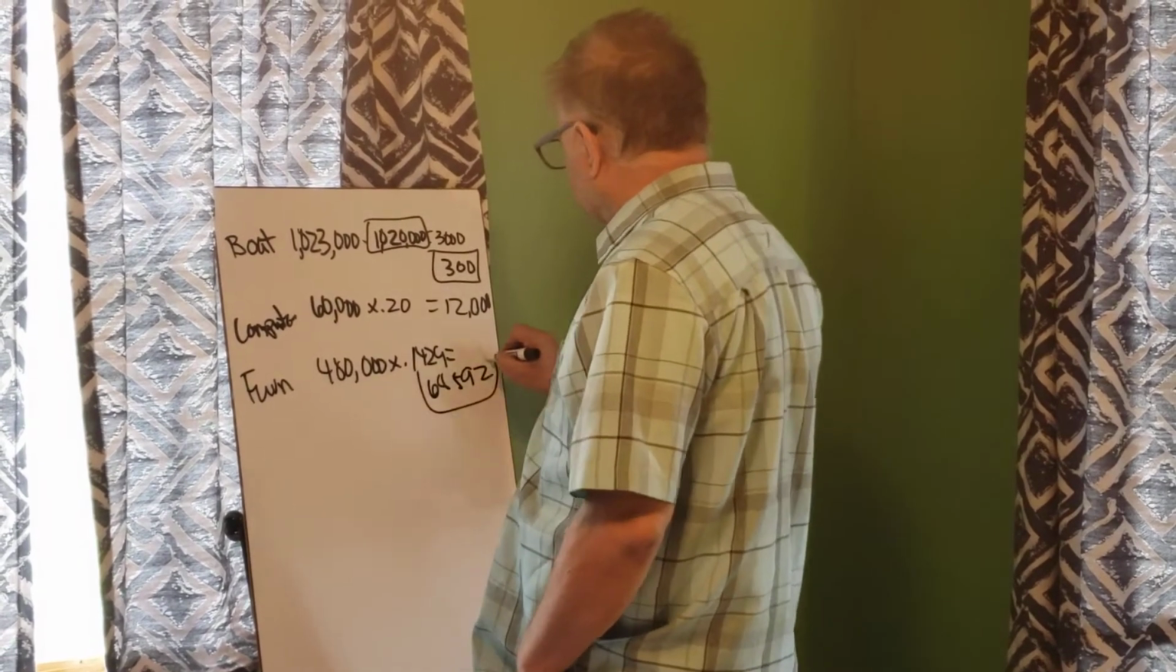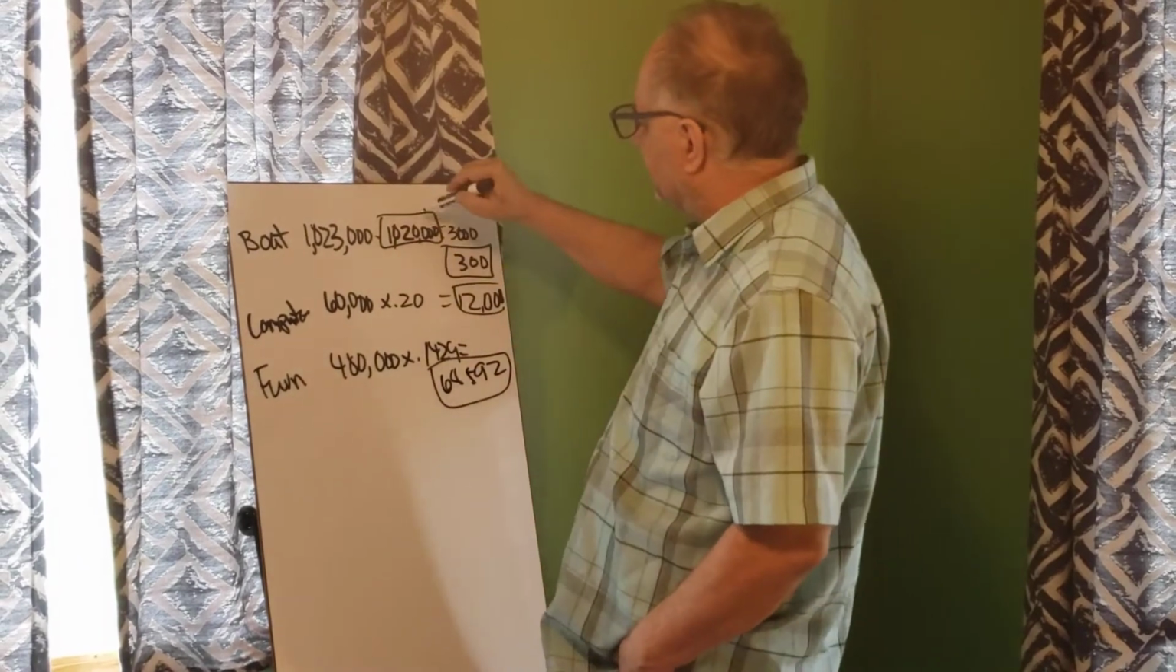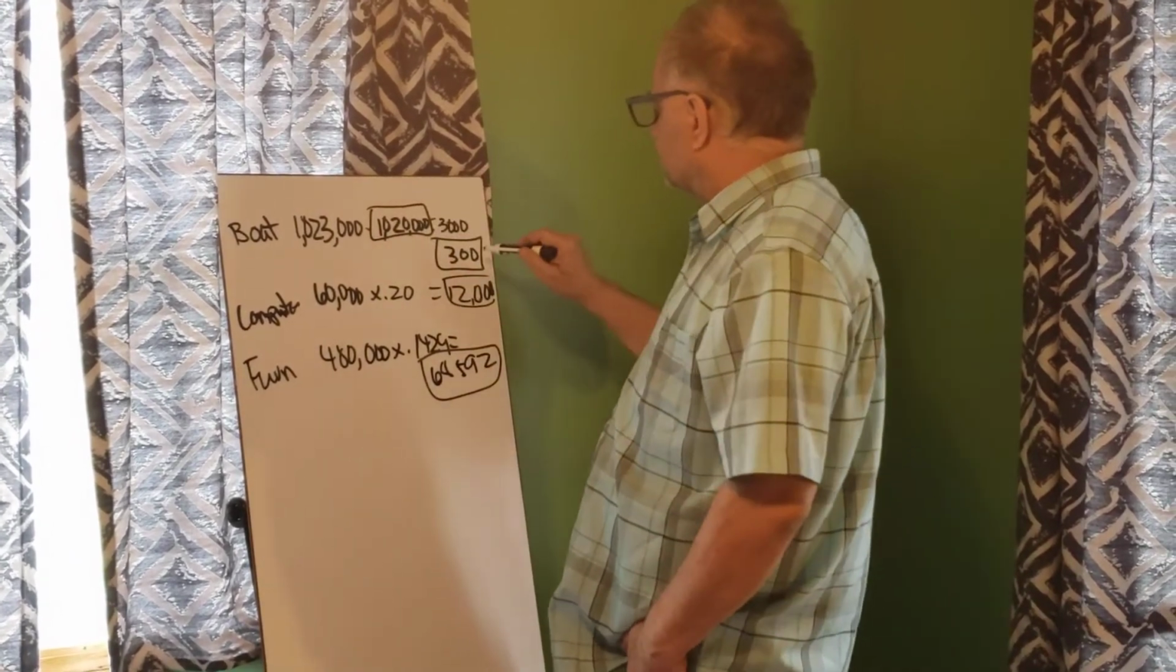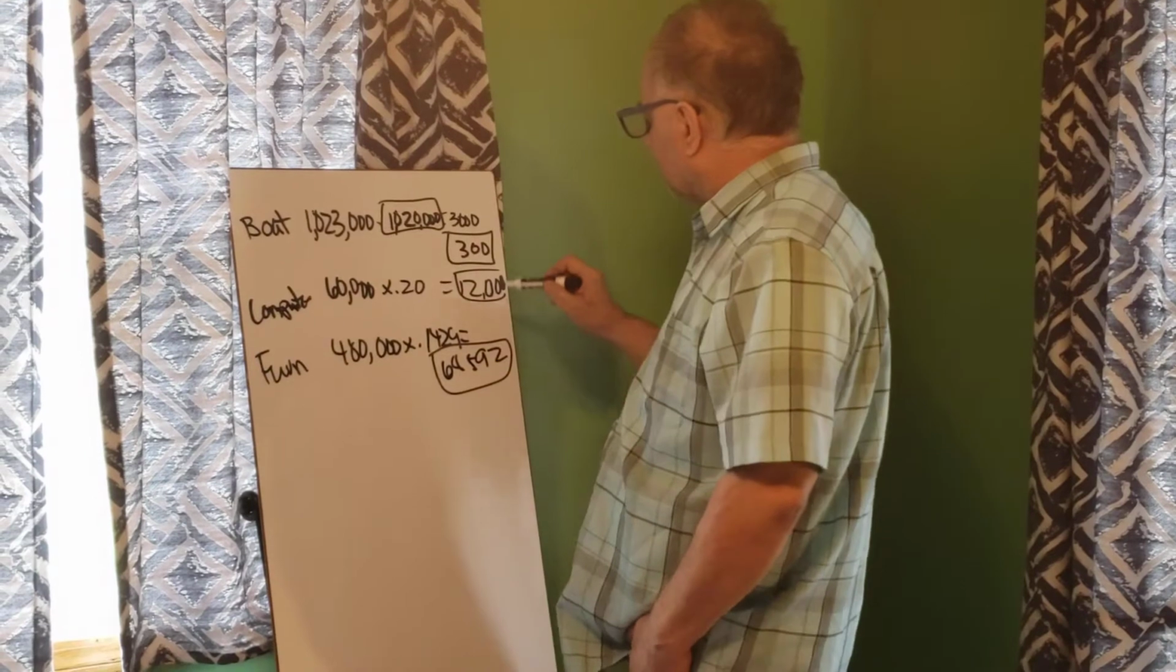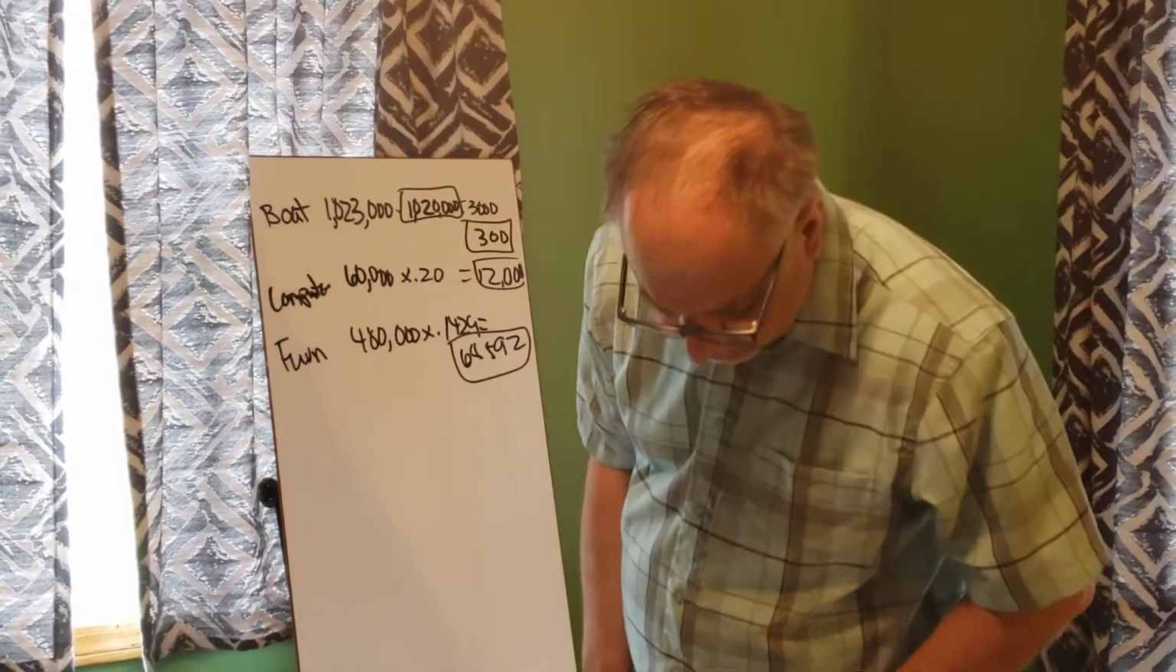So my total depreciation amounts are my section 179 of 1,020,000 plus 300 plus 12,000 plus 68,592.